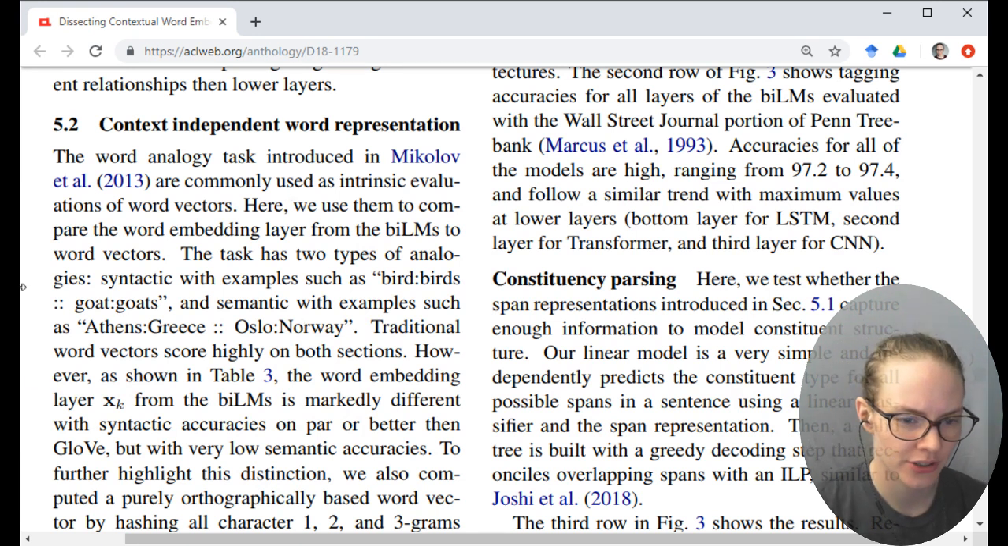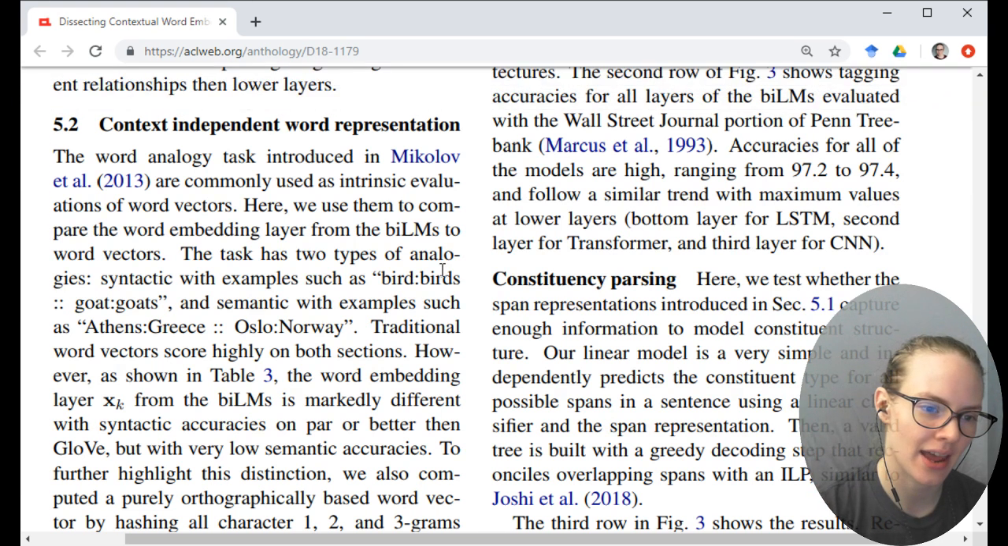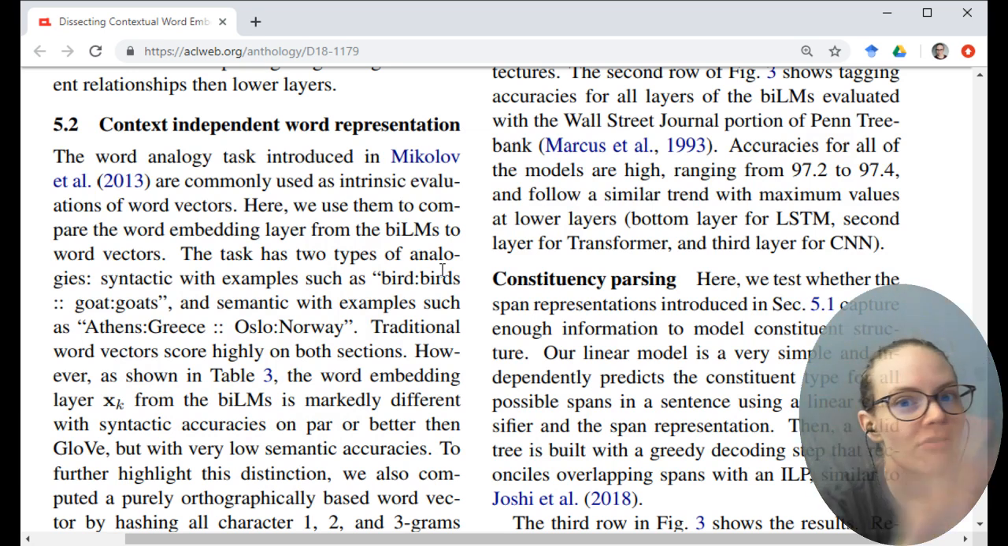Traditional word vectors scored highly on both sections. So the idea is that there's information that a word and its plural are similar in some sense, and that a country and its capital, in the vector space of meaning, will be related close to each other.